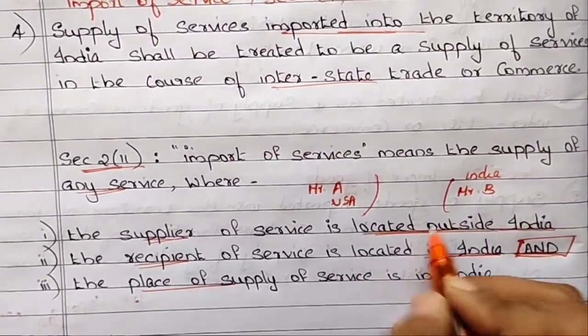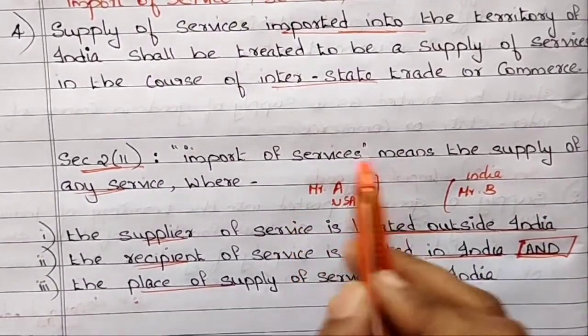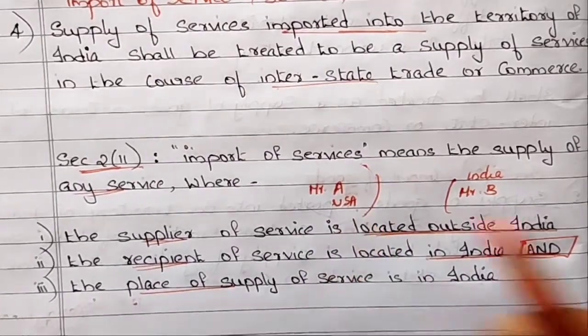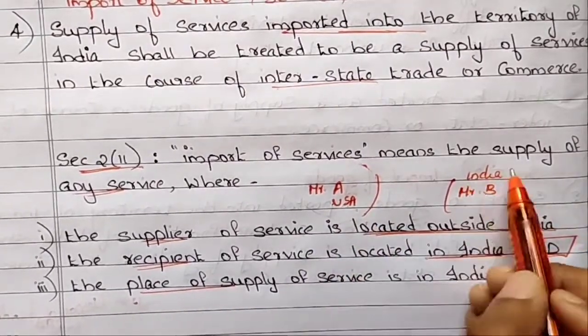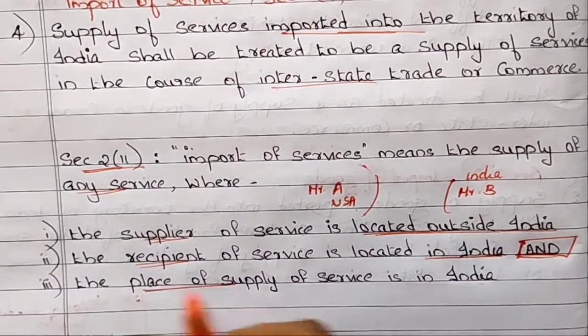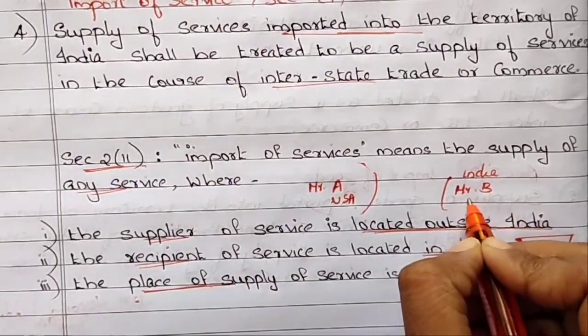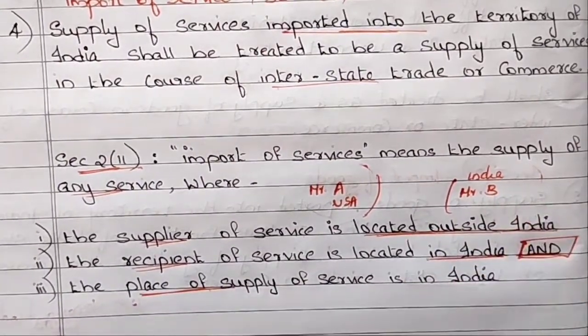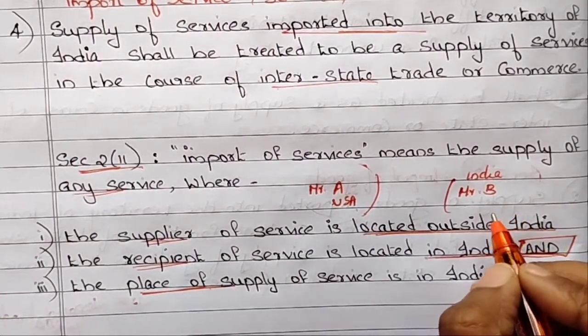So here the supplier is located outside India. The recipient of the service, that is Mr. B, is located in India. Service is provided in India. So place of supply is also in India. In such case, it is import of services.